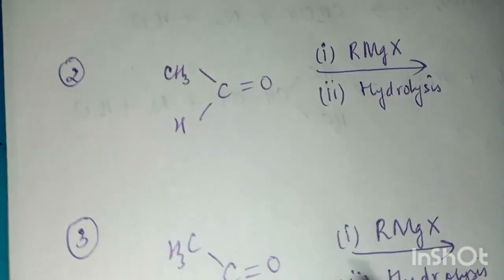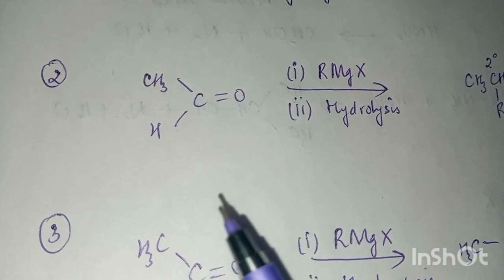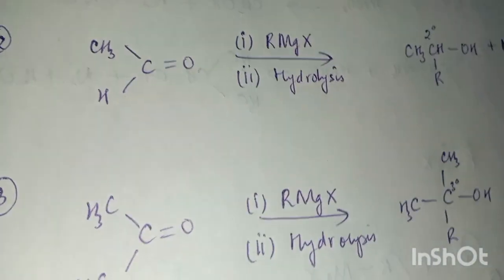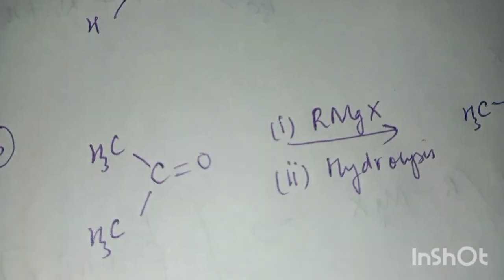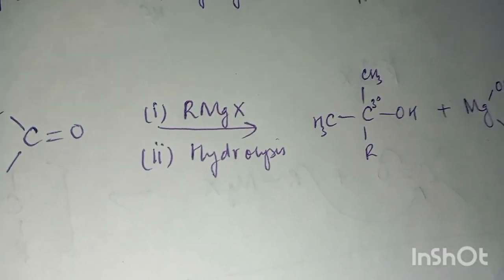So when we were taking formaldehyde as the carbonyl compound, we were getting primary alcohol. When we were taking acetaldehyde as the carbonyl compound, we were getting secondary alcohol. And when we are taking acetone, or a ketone, as the carbonyl compound, then the product is tertiary alcohol.